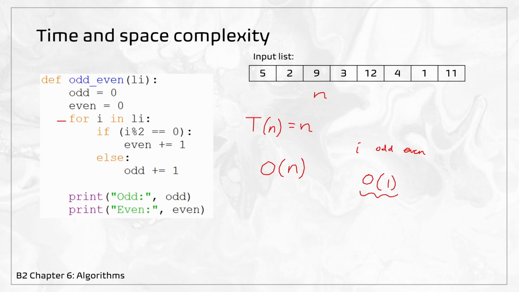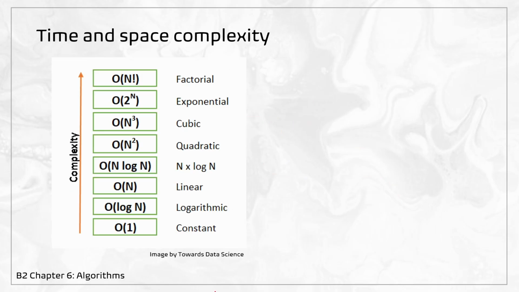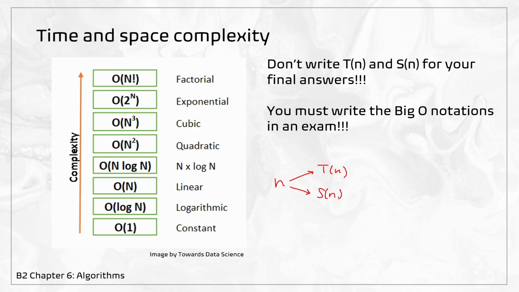When finding time and space complexity, it's also useful to draw their truth tables so you can visualize how many iterations it takes for different input sizes. These are some of the possible values for the big O notation. Each big O notation represents a different relationship between the input size, n, and the time taken, T of n, or the memory used, S of n. But one important note is that T of n and S of n aren't actually the time and space complexities. It's the big O notation that you need to write.